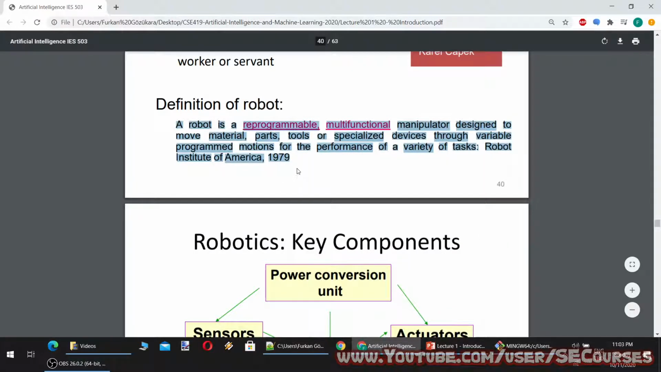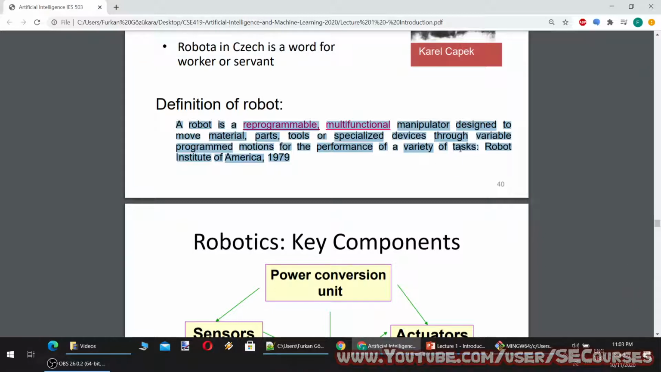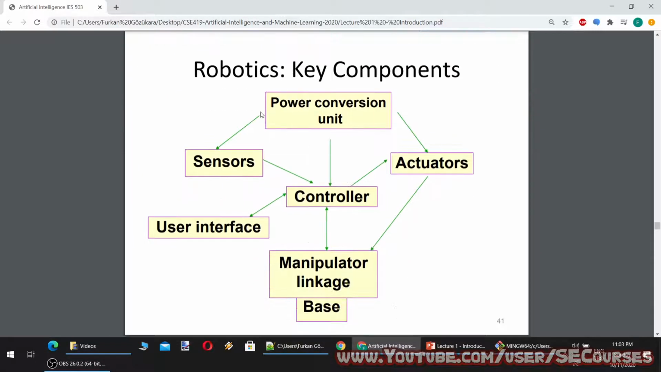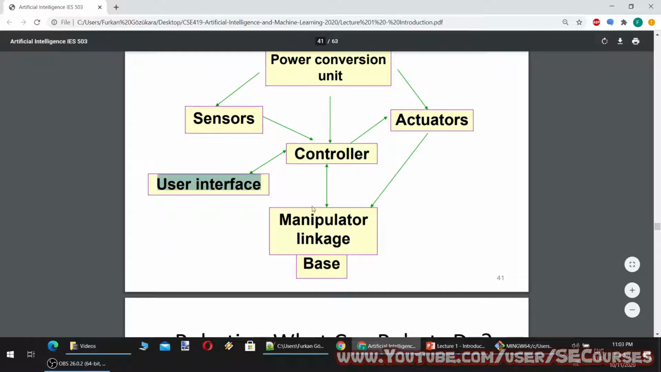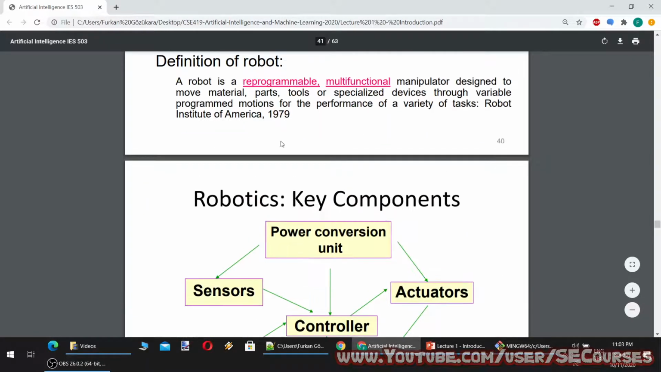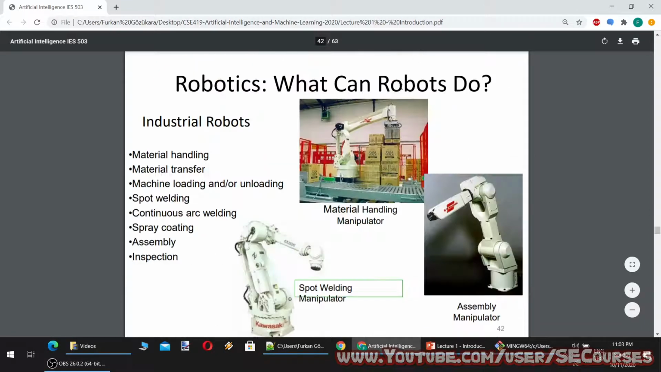A robot is a reprogrammable, multifunctional manipulator designed to move material, parts, tools or specialized devices through variable programmed motions for the performance of a variety of tasks. Robot Institute of America, 1979. So the key components are: power conversion unit, sensors, actuators, controller, user interface, manipulator, linkage, and base. These are the key components of a robot.